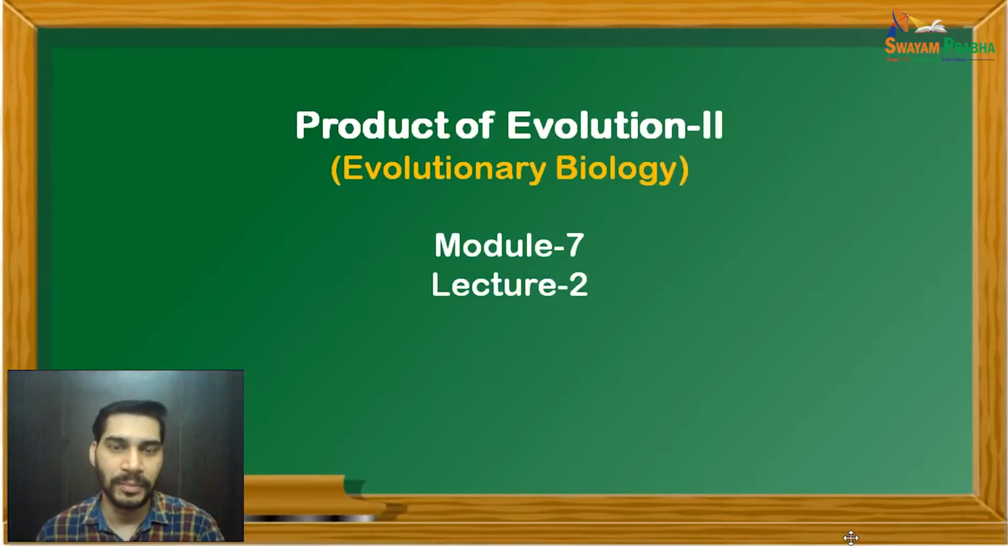Hello learners. Today we will continue with our discussion on the topic Products of Evolution. This is the 7th module from the paper Evolutionary Biology, and this is the second lecture under this topic. In the previous lecture we talked about what we mean by products of evolution, and what the various microevolutionary and macroevolutionary processes are. We also talked about various concepts of species, and we briefly talked about what we mean by adaptive radiations. Now we will continue with that discussion, and in today's lecture we will focus more upon speciation.